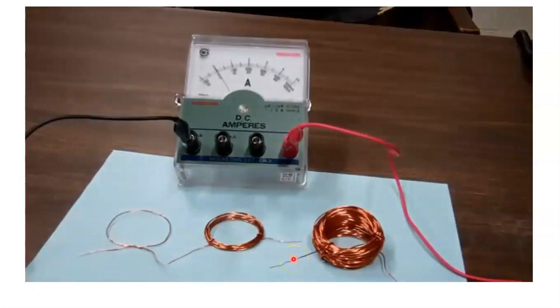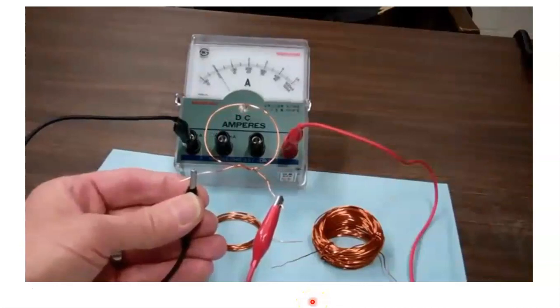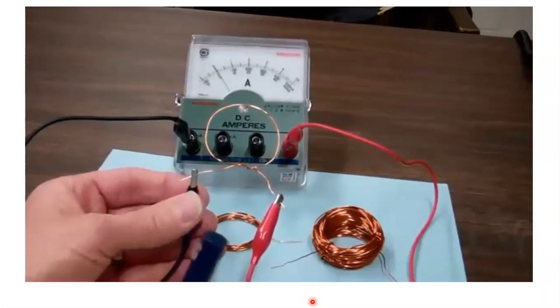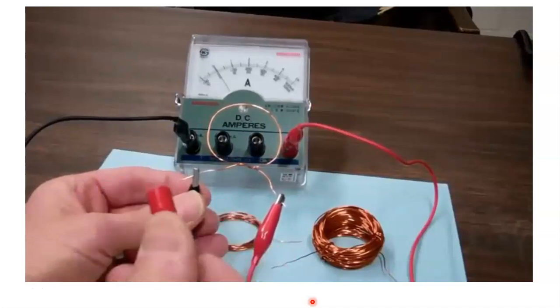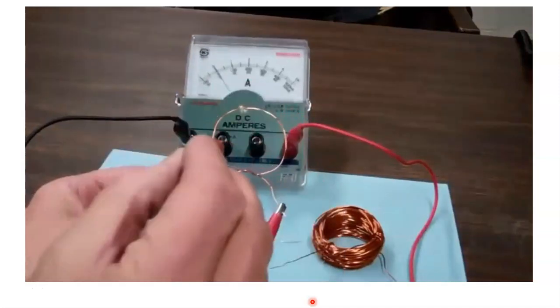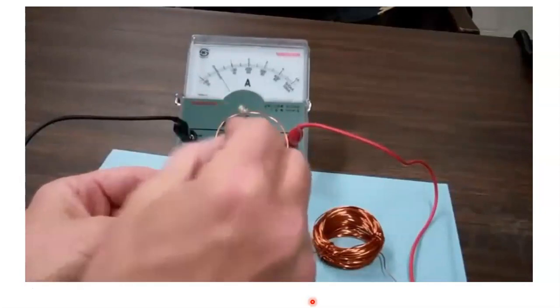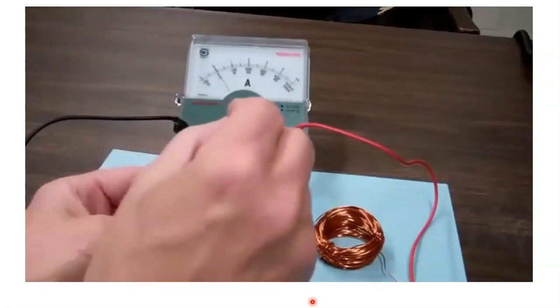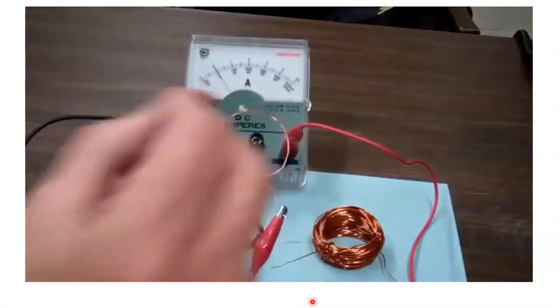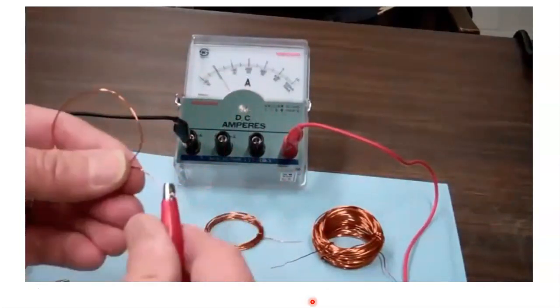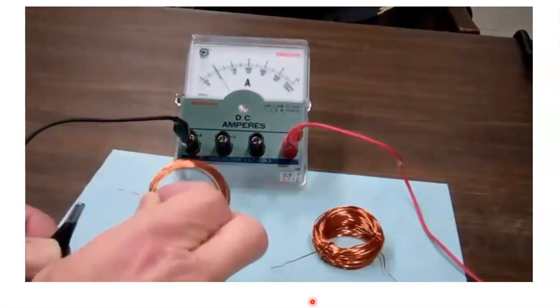So here we have a bar magnet, and this coil is connected to the current meter, and when we bring the bar magnet near to the coil, it shows a small deflection. You can observe the small deflection in the current meter. If you change the polarity, the direction of the kick observed in the current meter changes.